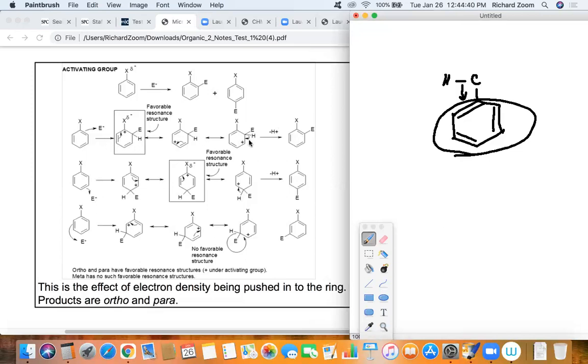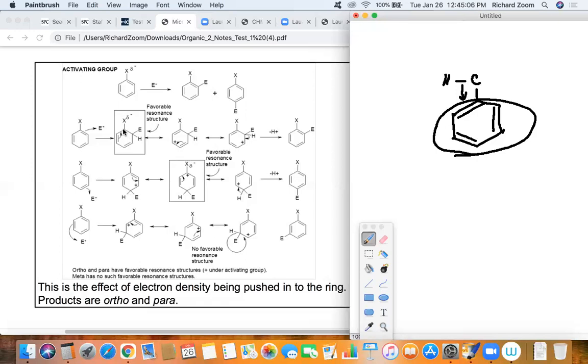So all three of these are what we call resonance structures that show the movement of the positive charge as it goes around the ring. The important point to note here is because the electrophile has gone here in the ortho position, it is possible to draw a resonance structure where the positive charge is directly underneath the X.